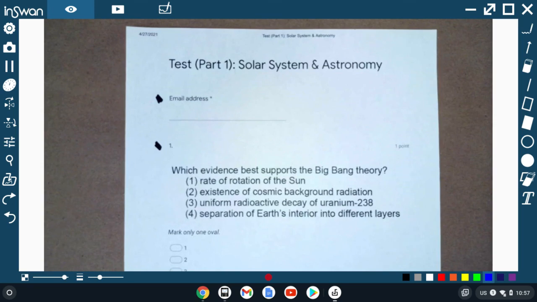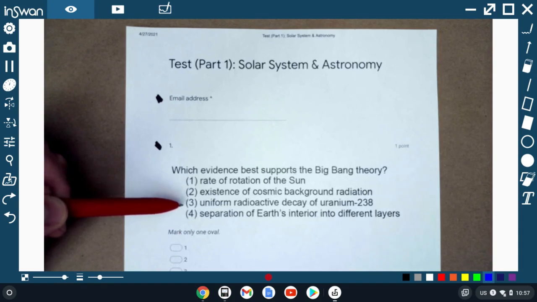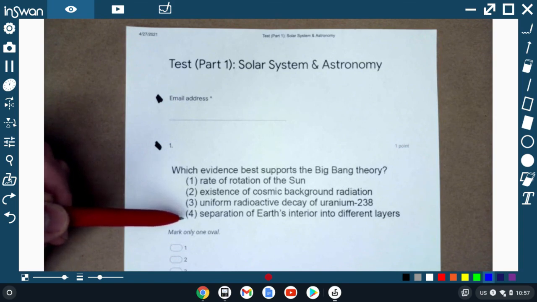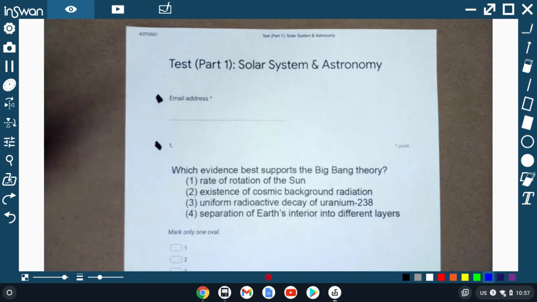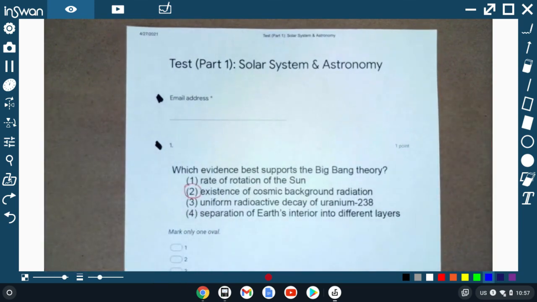The rate of the rotation of the sun. Well, rotation doesn't have much to do with the entire universe. The existence of cosmic background radiation, number 2. Now that seems to be pretty close. Uniform radioactive decay of uranium-238. Well, that's just one element. Separation of Earth's interior into different layers. Well, that's just our Earth. But if we think about the entire universe, it's going to go back to number 2, the existence of cosmic background radiation.